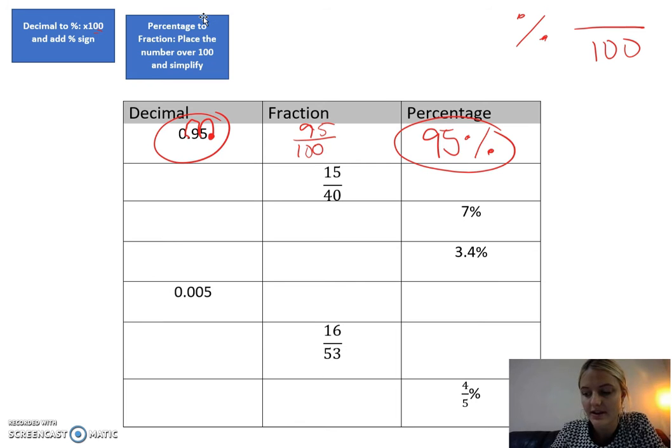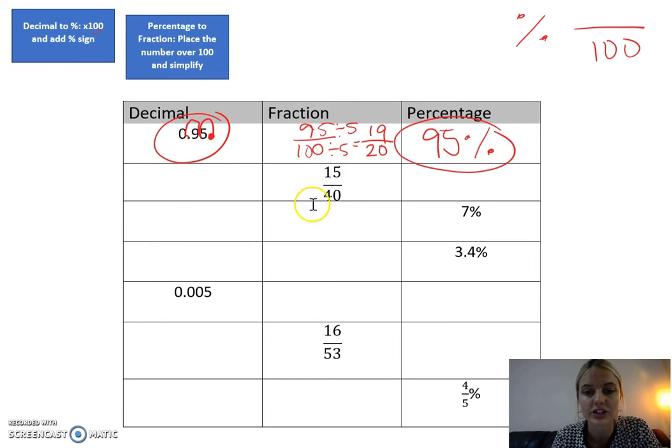So 95 and 100 have the factors of 5, therefore divide both by 5. 100 divided by 5 is 20. 95 divided by 5 is 19. Looking at that fraction, 19 over 20, 19 is a prime number, therefore it can't be simplified any further.